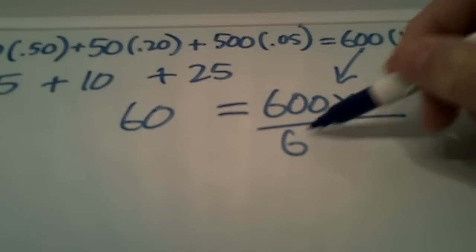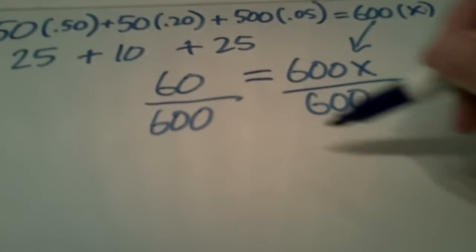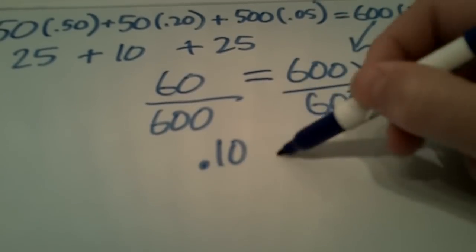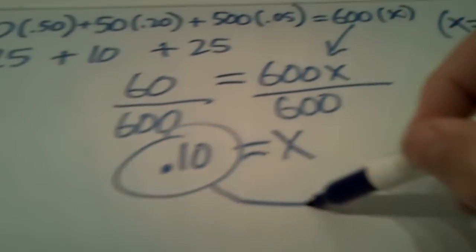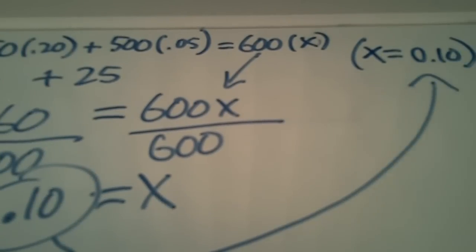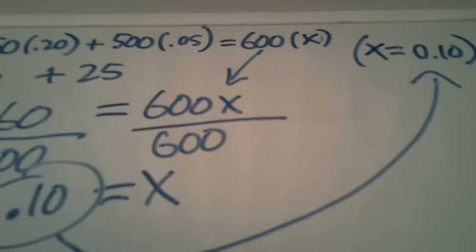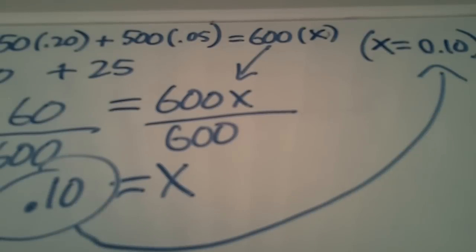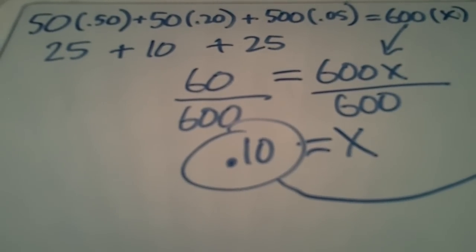So we'll isolate x by dividing by 600 on both sides. So 0.10 equals x, and if you check it against what we needed, it adds up. So our answer is correct. We didn't have to check it, but I wanted to show you that it was indeed correct, and this system actually does work.